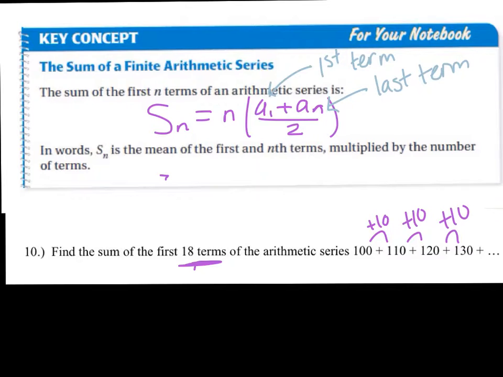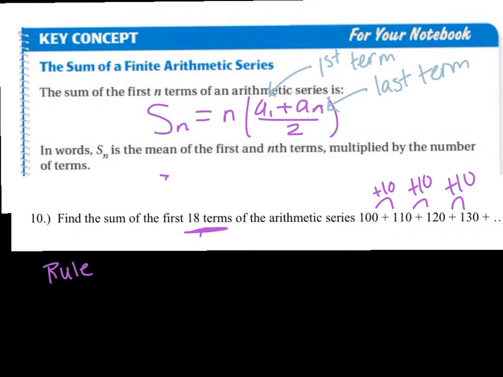I'm just going to plug in what I know. I know the first term, which is 100. I know the difference is 10. And that's really all you need. So 10 times n is 10n, minus 1 is negative 10. So 100 minus 10 is going to give us 90. So 10n plus 90 is your rule.